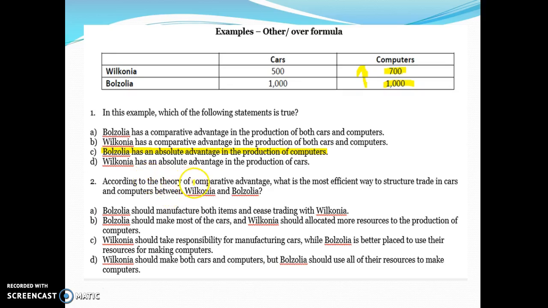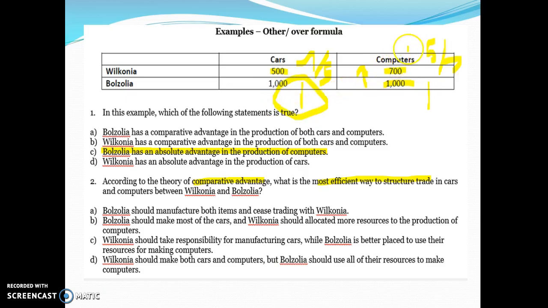According to the theory of comparative advantage, what is the most efficient way to structure trade in cars and computers? Again, you do it based on the lower opportunity cost. So for Wilconio to produce a car, they have to give up the other one over this one, so it'd be 7 on 5, and the other one is just 1. For Wilconio to produce computers, they have to give up 500 divided by 700, which is 5 on 7. And the other one is 1. So who has comparative advantage in cars?